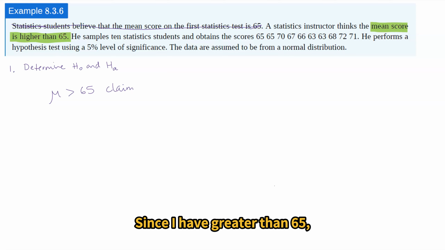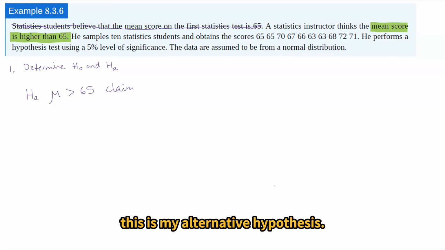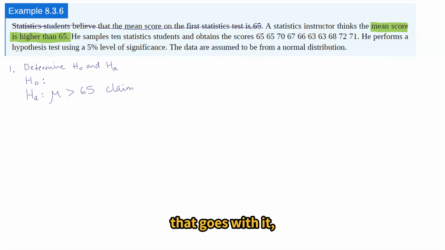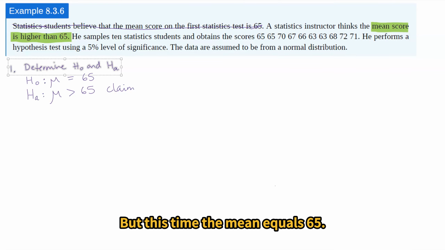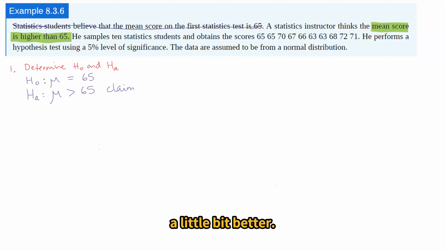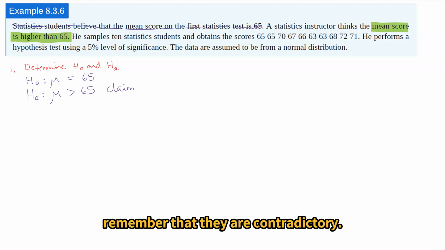Since I have greater than 65, this is my alternative hypothesis. To get my null hypothesis that goes with it, the mean and the 65 stay the same, but this time the mean equals 65. We'll change some colors to make it stand out a little bit better. So that's our first step. Our null and our alternative hypothesis, remember that they are contradictory.